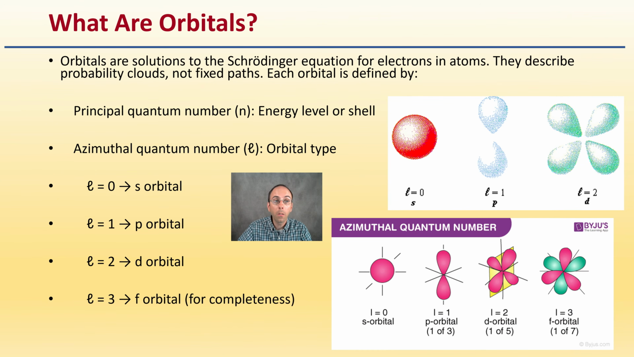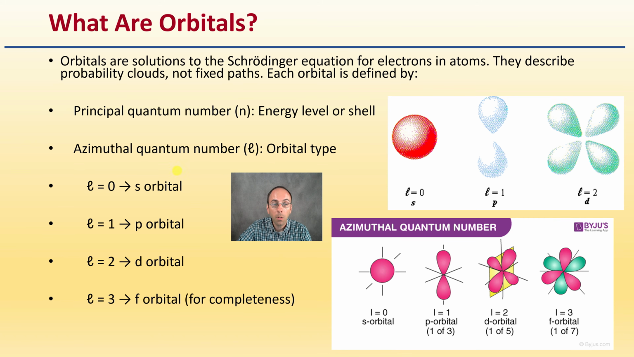So first off, what are these orbitals? Orbitals are solutions to the Schrödinger equation for electrons in atoms. They describe the probability clouds, not fixed paths, that each orbital shows here. And each orbital is defined by the principal quantum number, or n, which is the energy level or shell, and then the azimuthal number here, which is the orbital type.